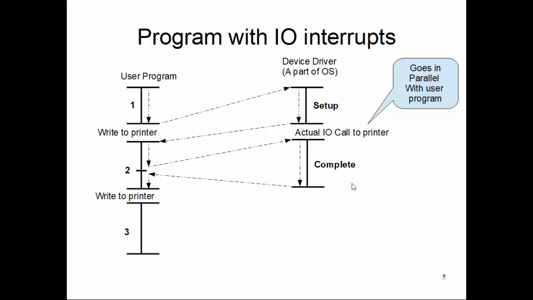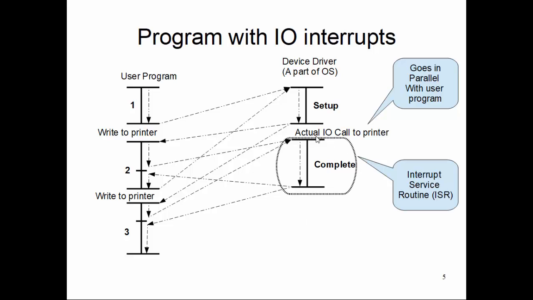So we continue. The next printer is the same story. Control first jumps to the part of the device driver, sets up, comes back. In the middle of the execution, once the printer is done, its completion part gets executed and comes back. At that point, your program continues. This completion part of the device driver is called an interrupt service routine.